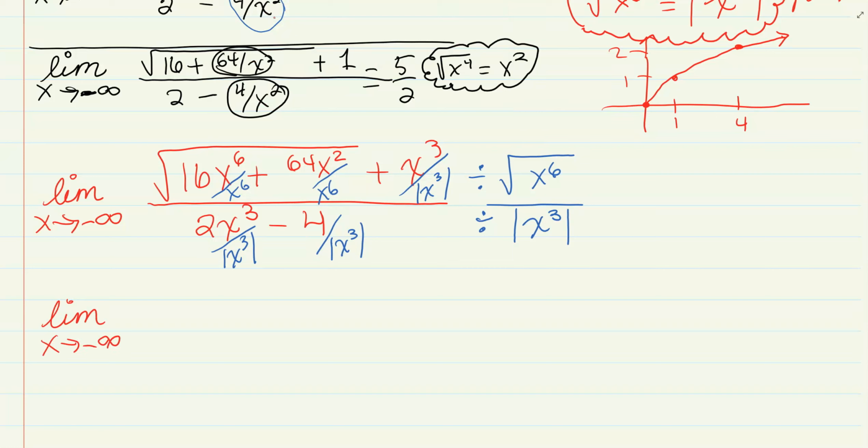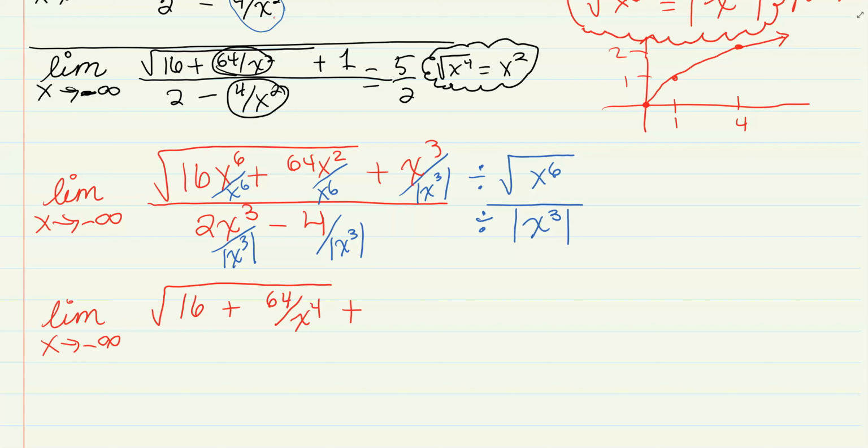When you say x is approaching negative infinity, you are saying x is a really big negative number, right? X is a negative number. So x to the 6 divided by x to the 6 is still going to just be 16. And then you have 64 over x to the second divided by x to the 6, which is going to be x to the fourth power.